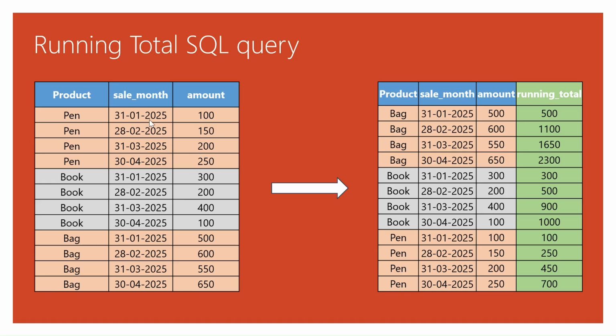So the cumulative sum for the pen becomes like this. Here if you see the pen, 100 will always be 100, and 100 plus 150 becomes 250, and 100 plus 150 plus 200 altogether 450. 100 plus 150 plus 200 plus 250 equals 700. So this is how we have to calculate the cumulative sum or running total for all the products. So let's get started with the actual solution.